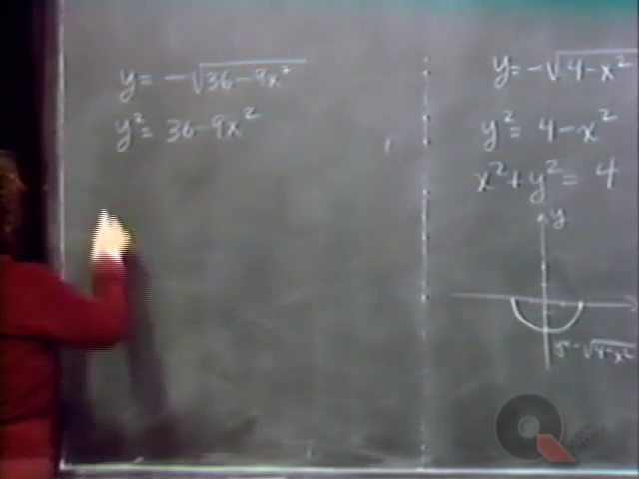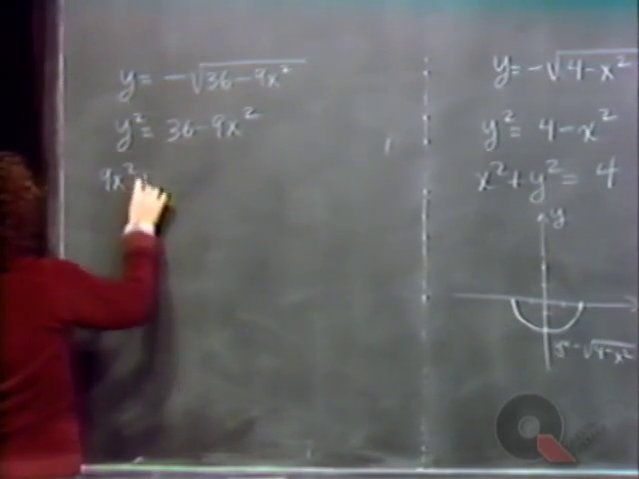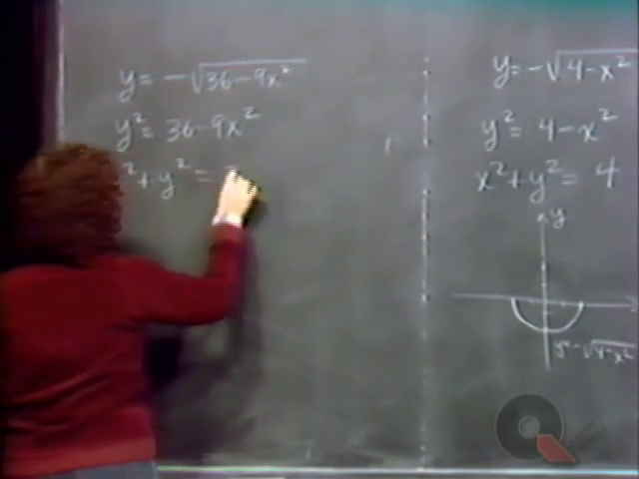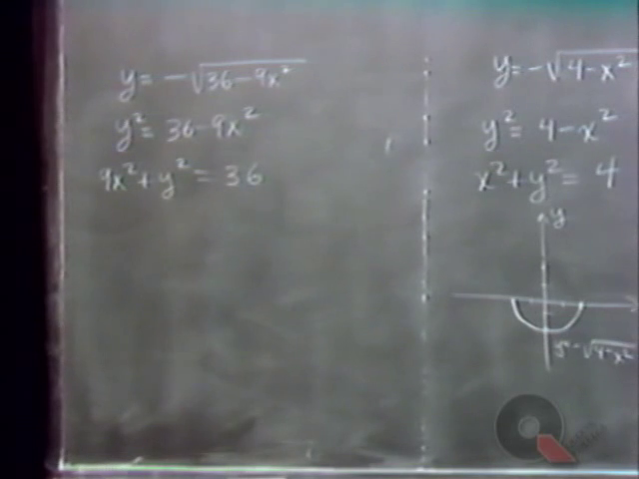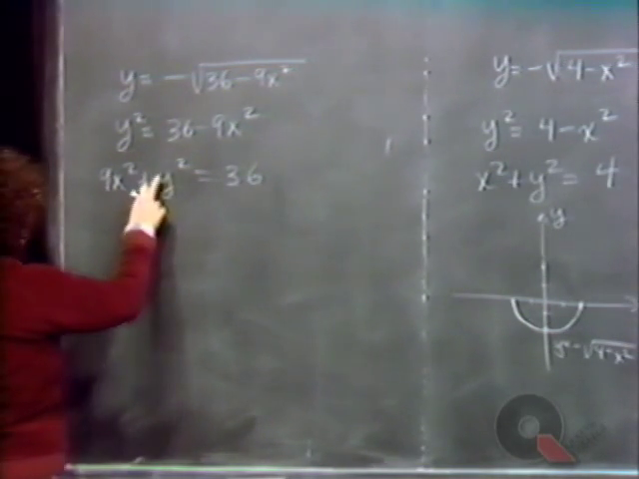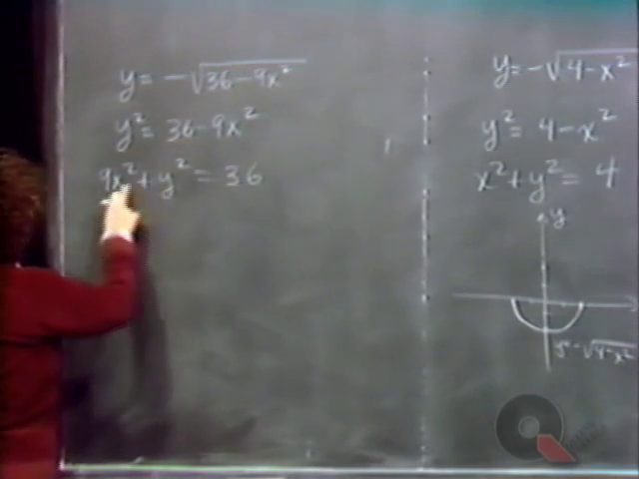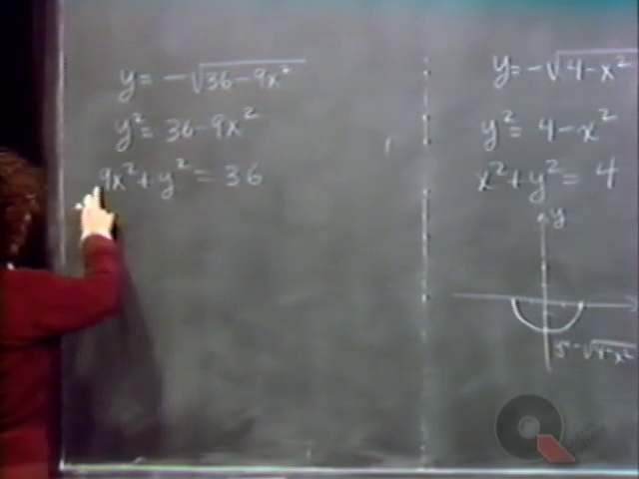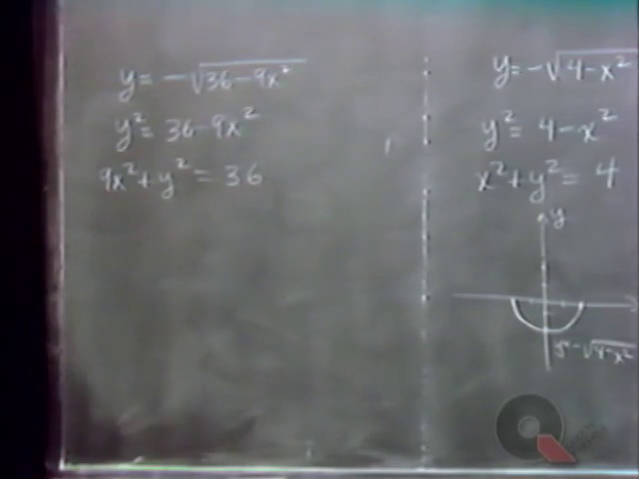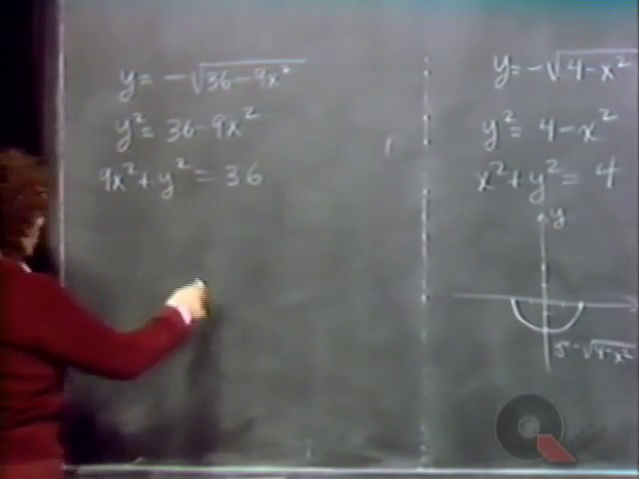Adding 9x squared to both sides, we get 9x squared plus y squared equals 36. X and y are both squared, and therefore it's either a circle, ellipse, or hyperbola. The coefficients of x squared and y squared have the same sign, but they have different values. We have an ellipse here.